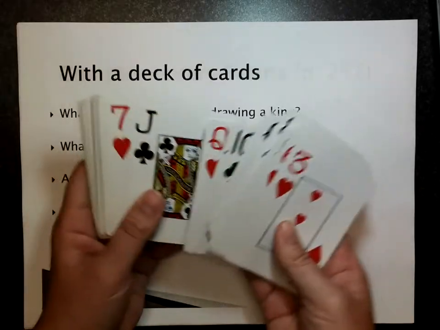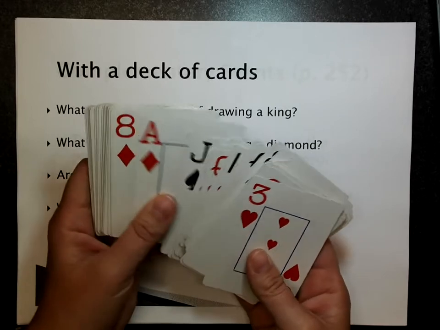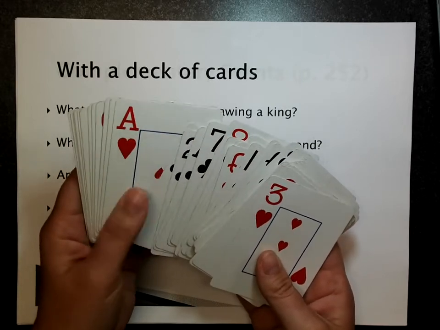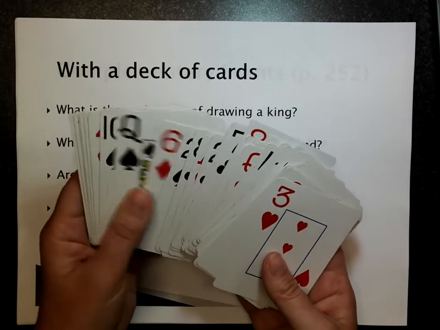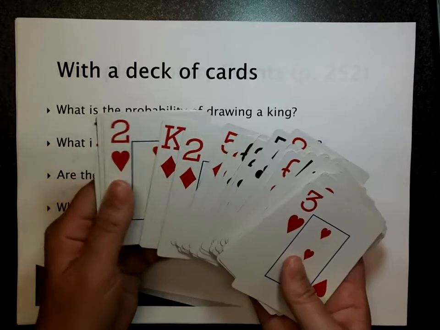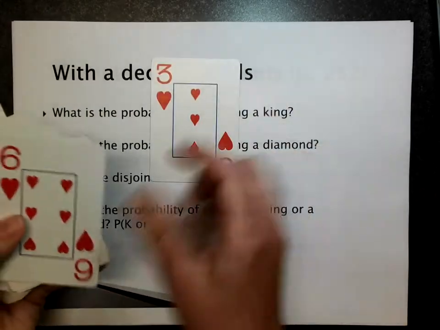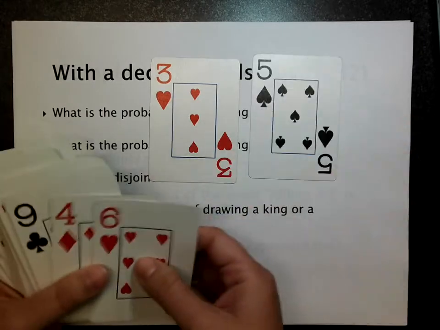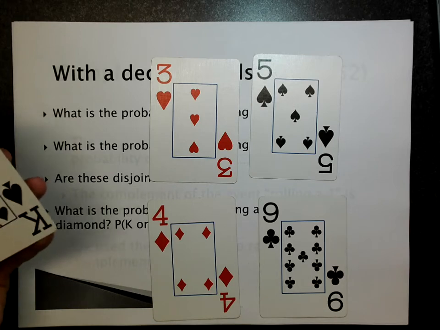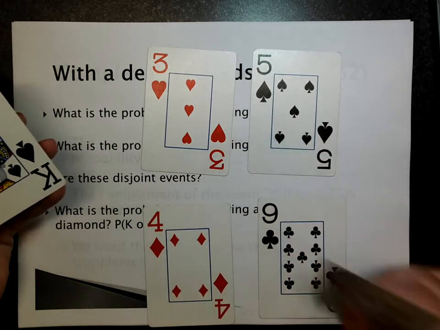Jokers don't count. J is jack. Then you have sevens, eights, nines, and K is king. There's also 4 different symbols. There's hearts, spades, diamonds, and clubs. So there's 4 different suits. The hearts and the diamonds are red, and the spades and the clubs are black.